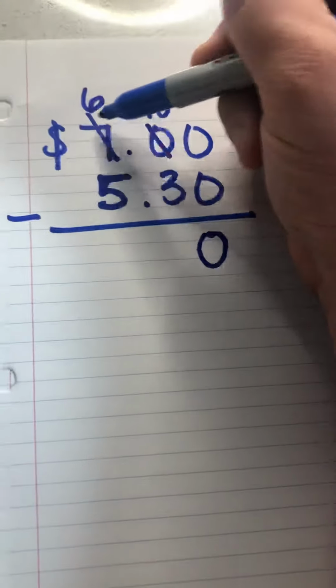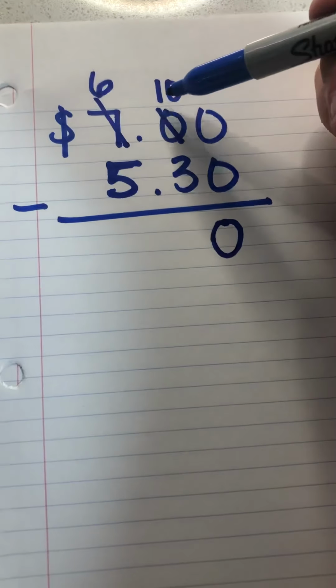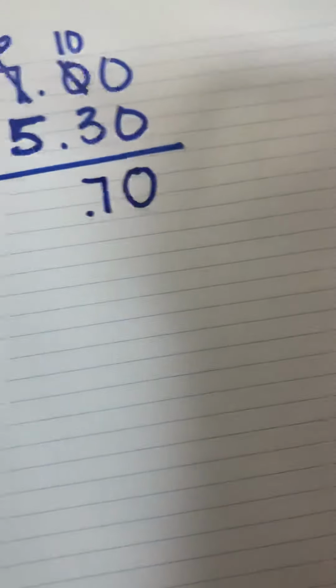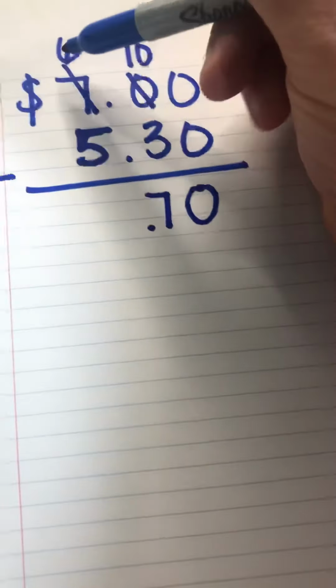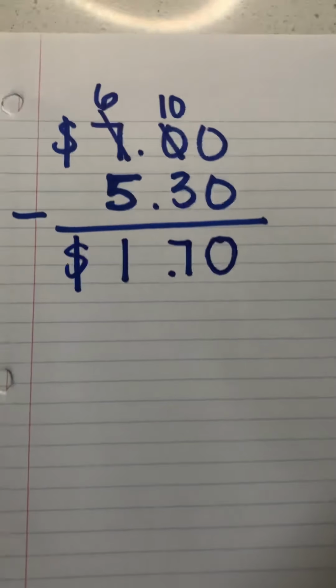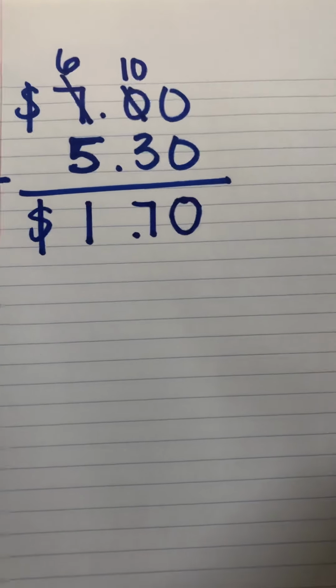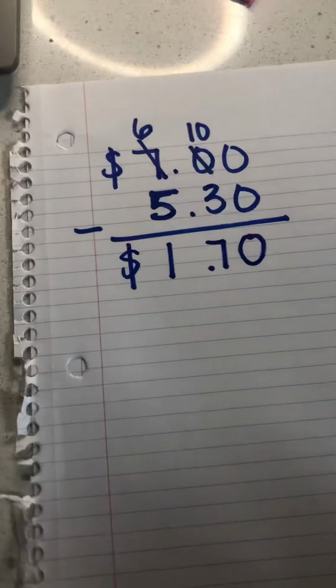So once we borrow, this becomes 10. Remember, 10 tens equals $1. So we took $1 away. That gave us 10 tens over here. So 10 minus 3 is going to give us 7. Bring down your decimal point. 6 minus 5, that's going to give us $1. And there you have it. $7 minus $5.30 is going to give us $1.70.